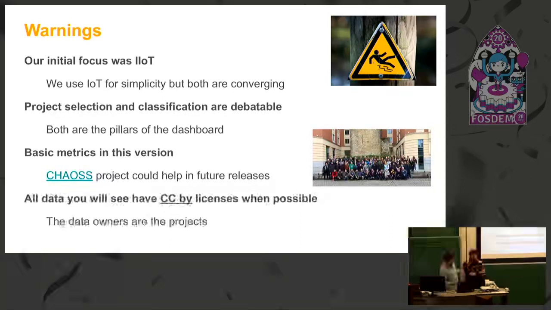And about the data, we use Creative Commons by licenses for all the data we are producing, the data that we're creating. But you are going to see data from GitHub, and this is data at the end from the developers that are providing this information.